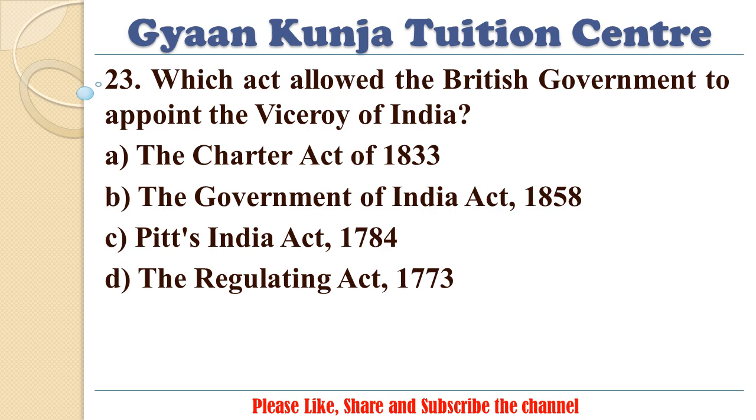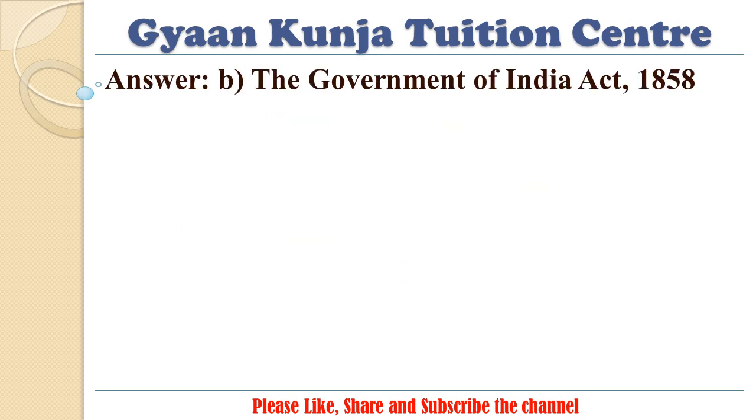Next, 23. Which act allowed the British government to appoint the Viceroy of India? A. The Charter Act of 1833, B. The Government of India Act, 1858, C. Pitt's India Act, 1784, D. The Regulating Act, 1773. Answer B. The Government of India Act, 1858.